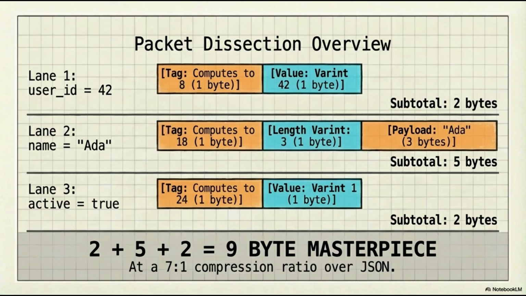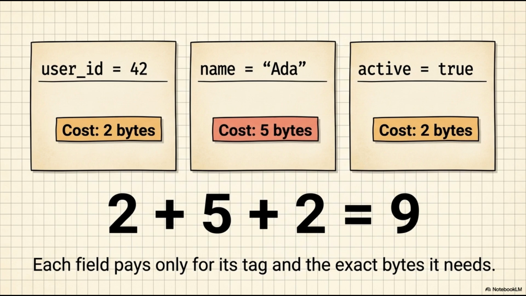And finally, the active Boolean, field 3, wire type 0. The tag computes to 24, 1 byte. The value true is encoded as a varint 1, which is 1 byte. 2 bytes total. So 2 bytes for the ID, 5 bytes for the name, 2 bytes for the Boolean, 9 bytes. A 9-byte masterpiece. Honestly, it is.